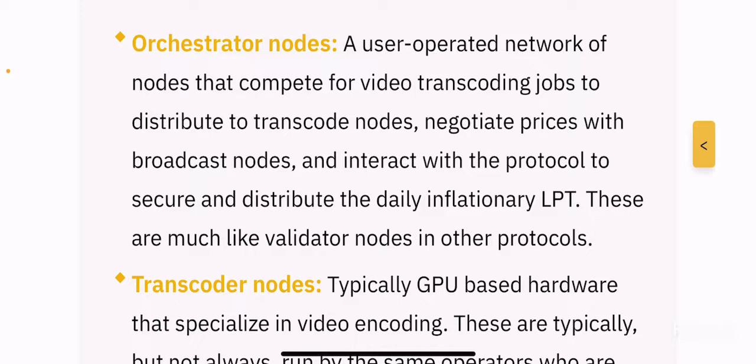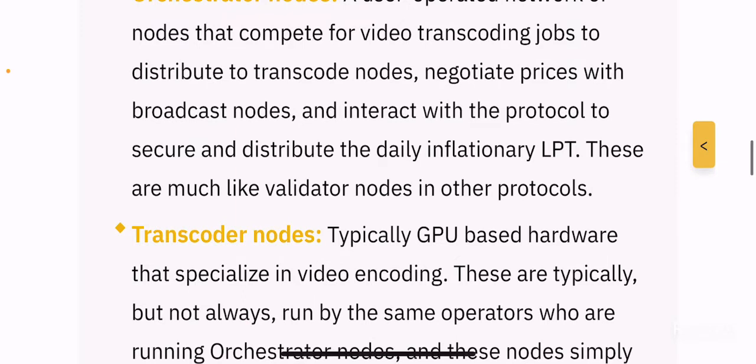So orchestrator nodes are one of the types of nodes that users can use to compete for video transcoding jobs and to distribute to the transcoding nodes. You can also use the orchestrator nodes to negotiate prices with broadcast nodes, and also use the same node to interact with the protocol to secure and distribute the daily inflationary reward. So by being an orchestrator node operator, you will be able to avail yourself of these functionalities, right?